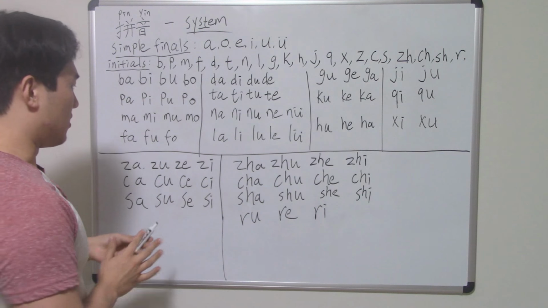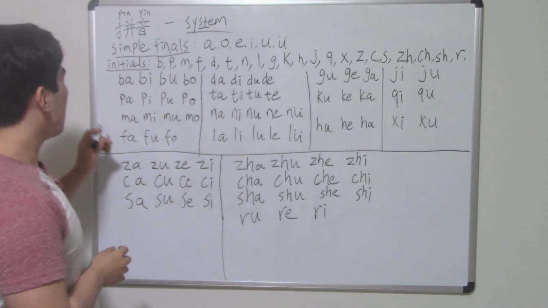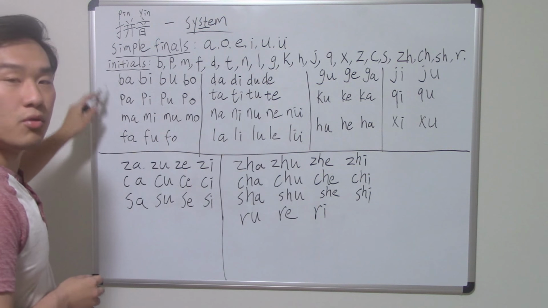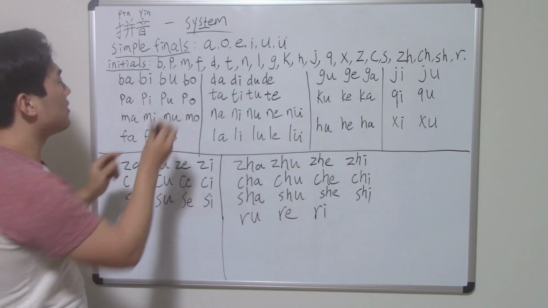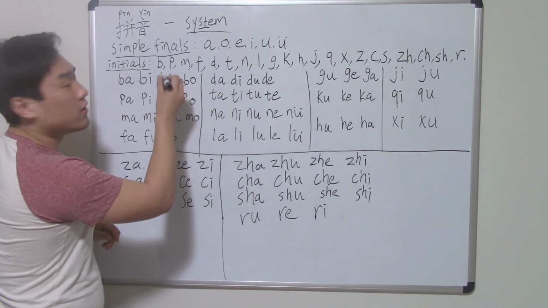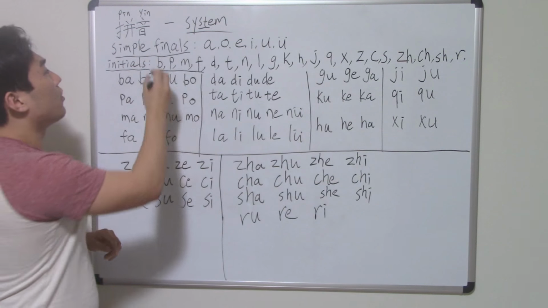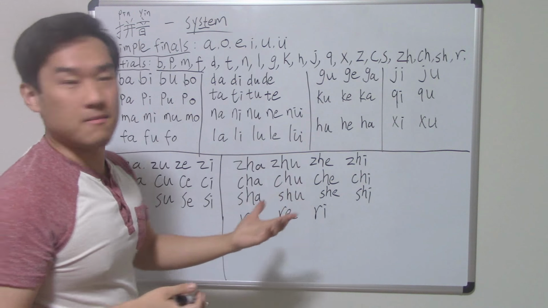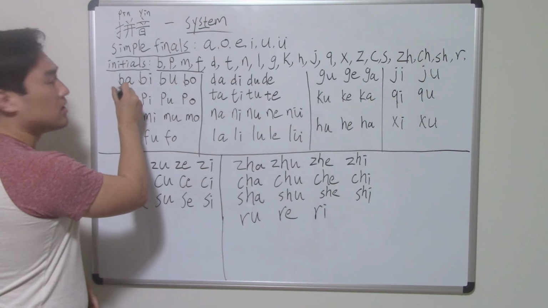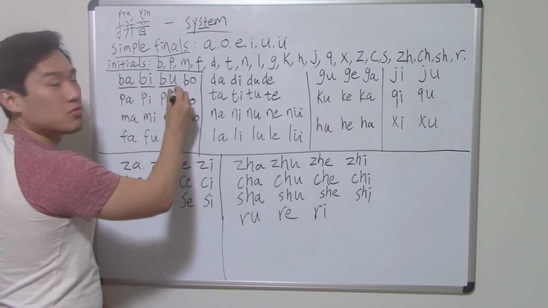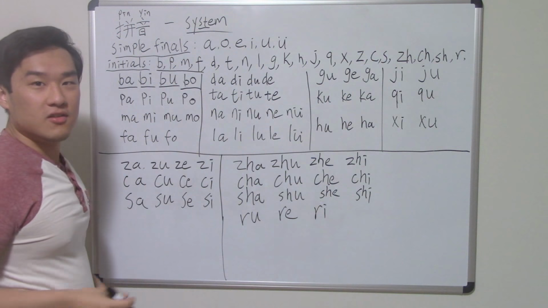Maybe just 4. But yeah, let's just get into it right now. So you see all here, it's b, p, m, f, with bo, po, mo, fo, right? So basically it's the combination of the first 4 initials with all the simple finals that can be. So this one will be ba, this one will be bi, bu, bo. So it's pretty easy, right?